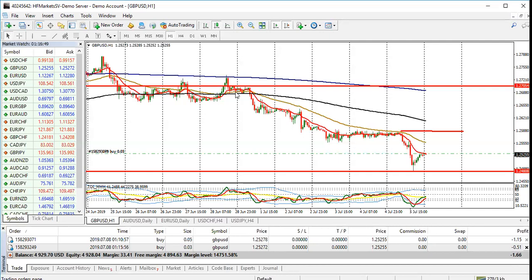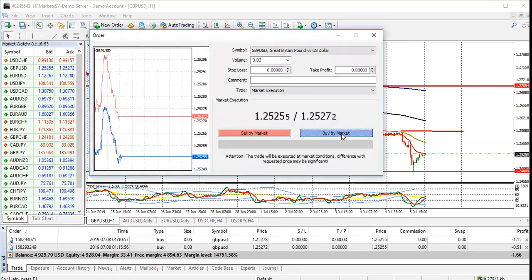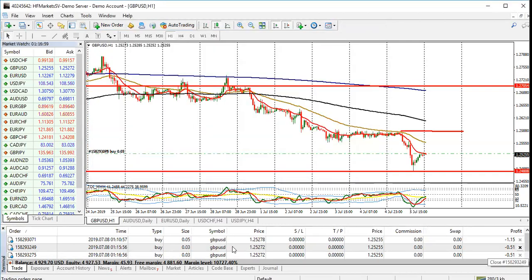All right, let me see another. I want to place another trade so that you understand what I mean. I place the third trade. So I want to close the middle one here, 0.03 GBP USD. I can do a fast close here by clicking on this, close, and it has closed.